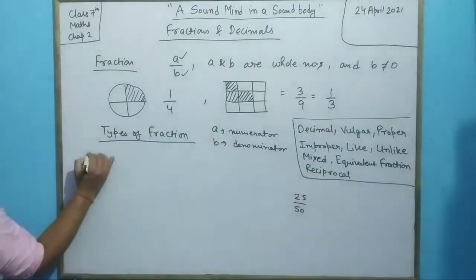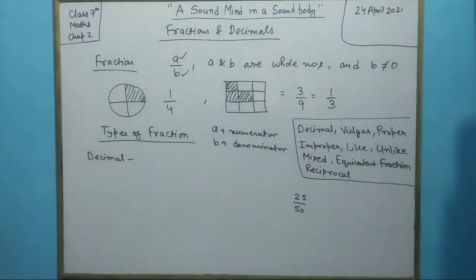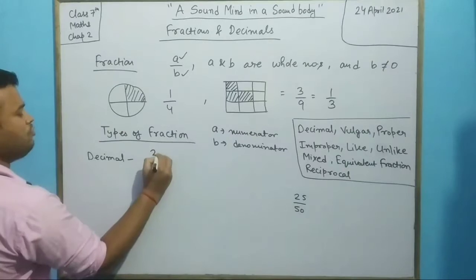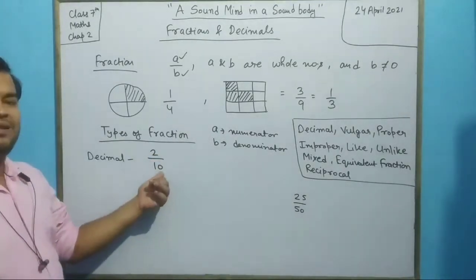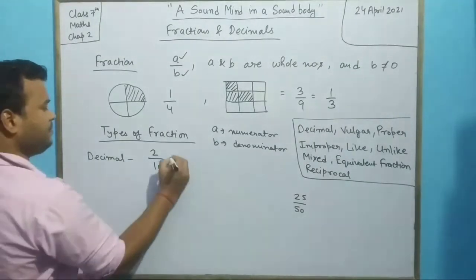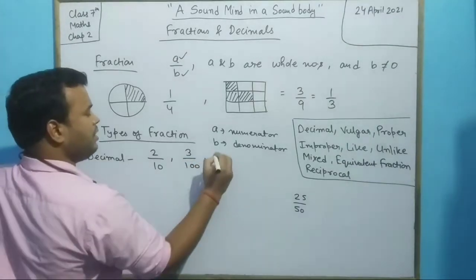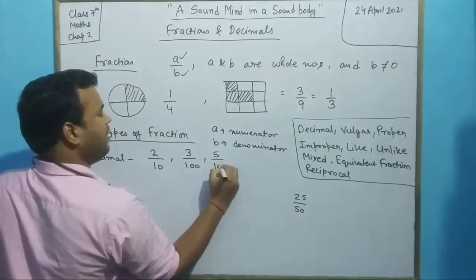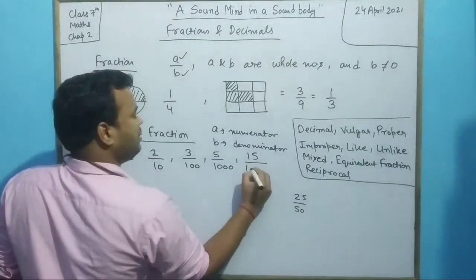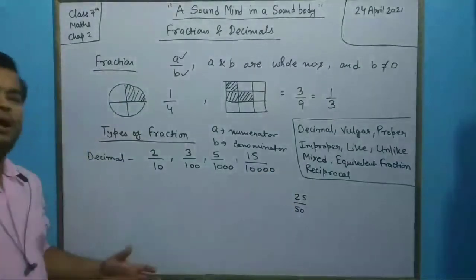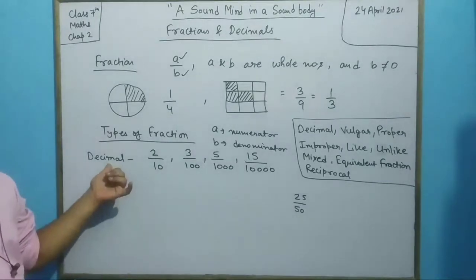I will discuss it. What is decimal fraction? In decimal fraction, the denominator is always in the power of 10. Like this, here it is 2 upon 10. Again, we can write 3 upon 100, or 5 upon 1000, and similarly we can take any numbers, but the denominator will always be in a power of 10. If denominator is in power of 10, it will be called a decimal fraction.